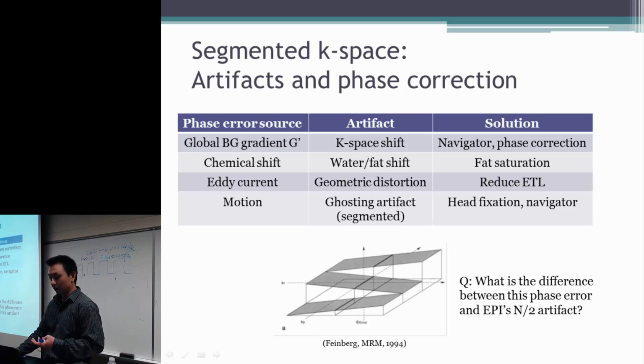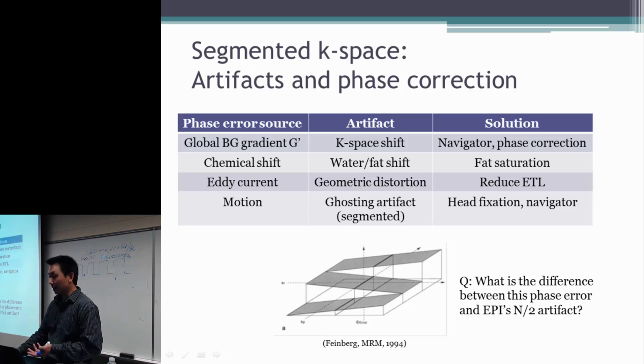So the solution is that we can collect some navigator phase and do some extensive phase correction. And then there's another phase, chemical shift. So it will lead to the water-fat relative shift. So the solution usually is we do a fat saturation to remove the fat signal.